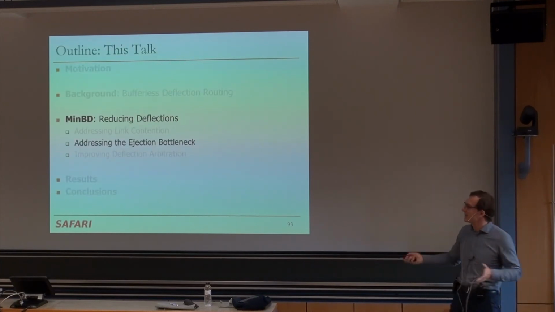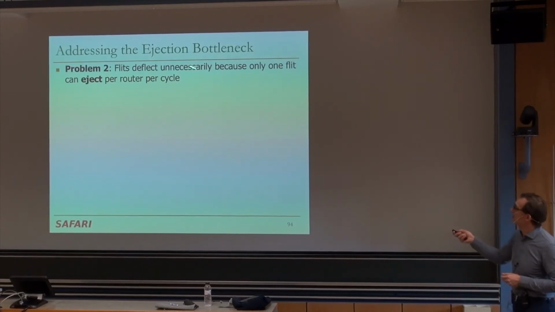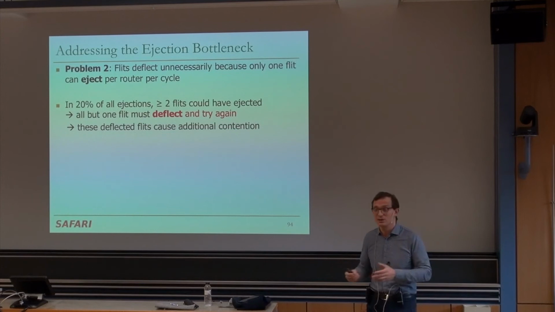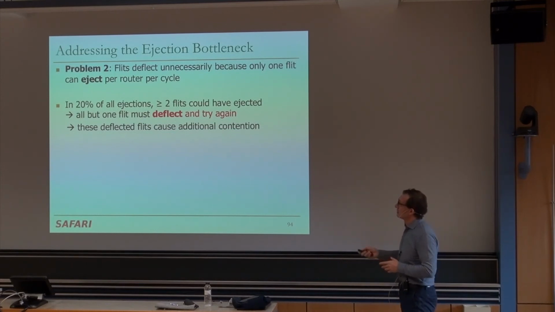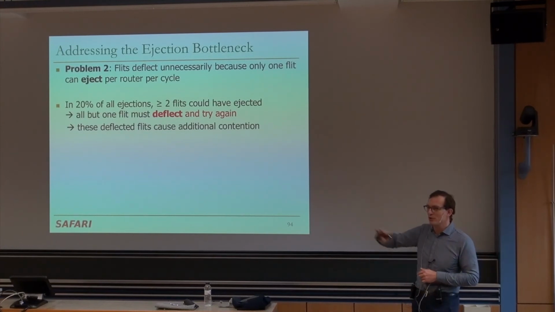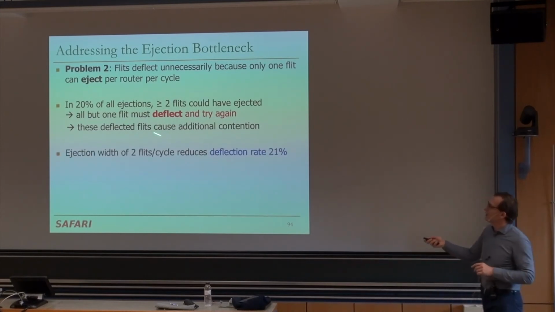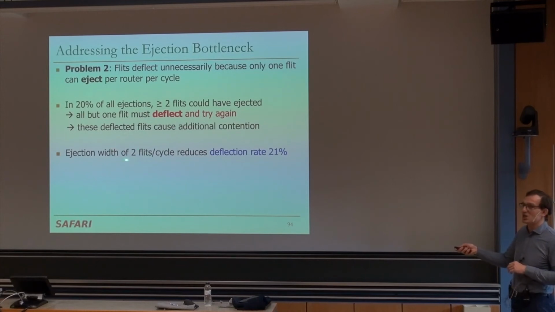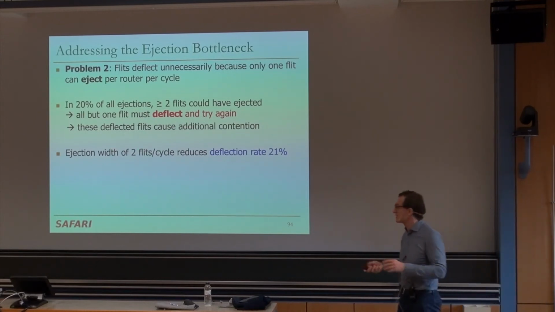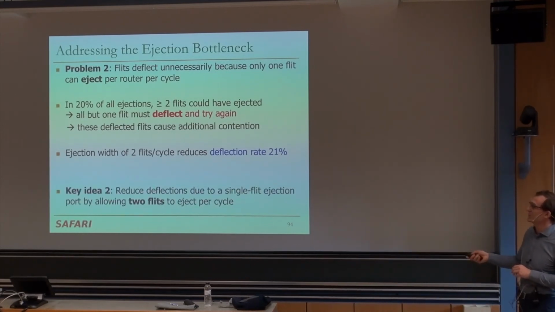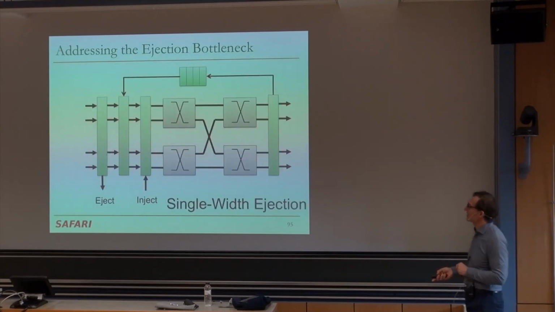So let's take a look at the ejection bottleneck. I've already given you the idea over here. But basically, flits deflect unnecessarily because only one flit can be ejected per router per cycle. It turns out in 20% of all ejections, more than 2 flits could have been ejected. All but one flit must deflect and try again. And these deflected flits go around the network and cause additional contention, even though they just arrived at the destination. So actually, if you increase the ejection width to 2 flits per cycle, you can reduce the deflection rate significantly. And you can see the analysis in the paper. So the key idea is to reduce deflections due to the single flit ejection port by allowing 2 flits to eject per cycle.